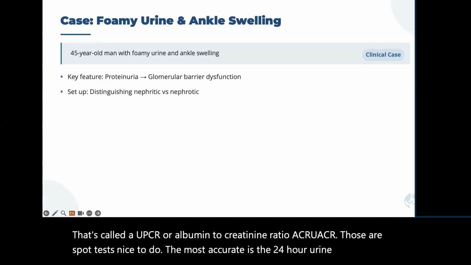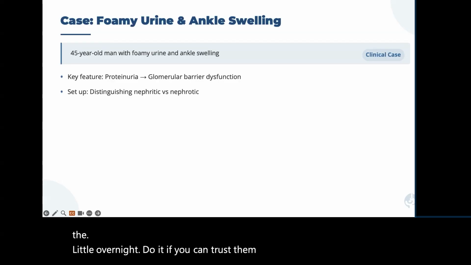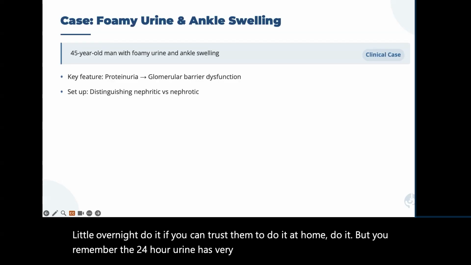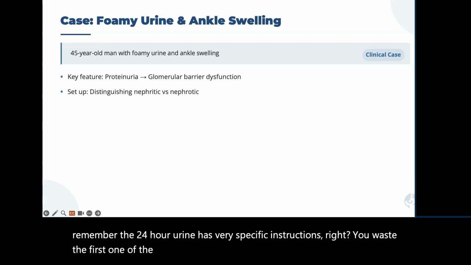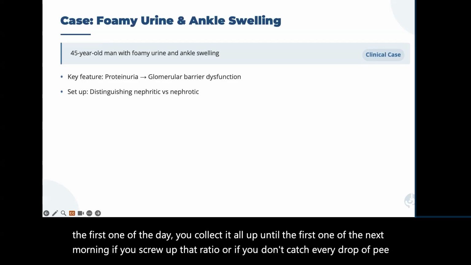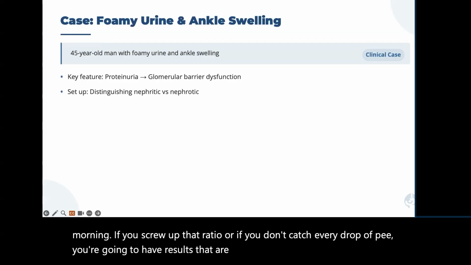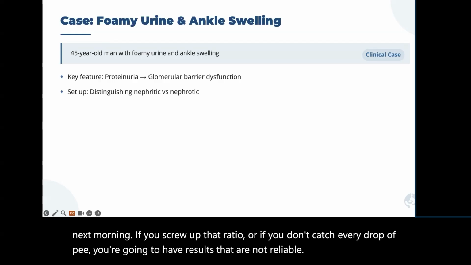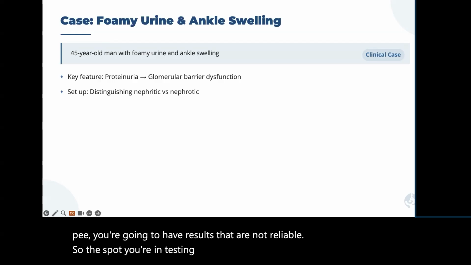If they're in the hospital overnight, do it. If you can trust them to do it at home, do it. But remember, the 24-hour urine has very specific instructions, right? You waste the first one of the day, you collect it all up until the first one of the next morning. If you screw up that ratio, or if you don't catch every drop of pee, you're going to have results that are not reliable. So the spot urine testing is useful.